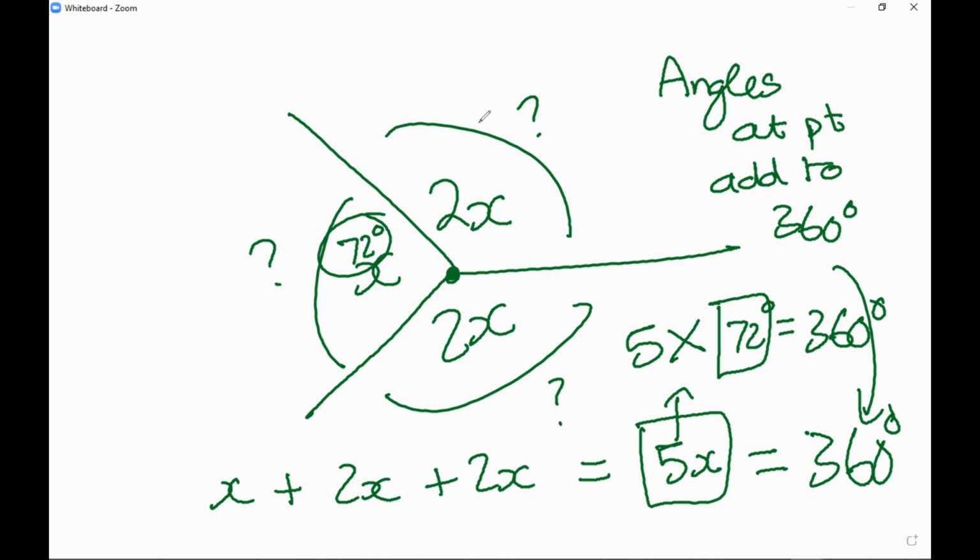It's 2 times 72. What's 2 times 72? 144. 144, and this is also 144. And if we add those three numbers up, they should add up to 360 degrees. We call this angles around a point. Angles around a point. Okay, let me go to the next shape.